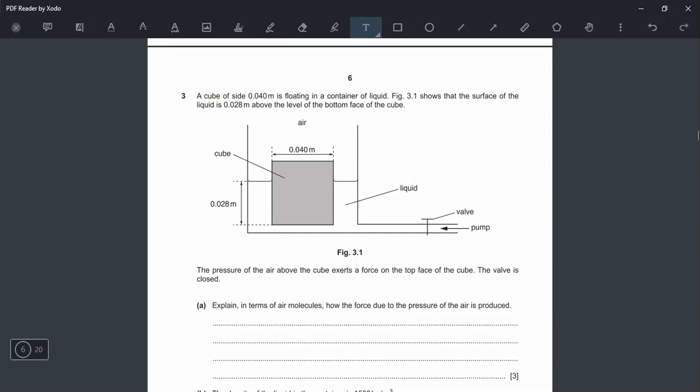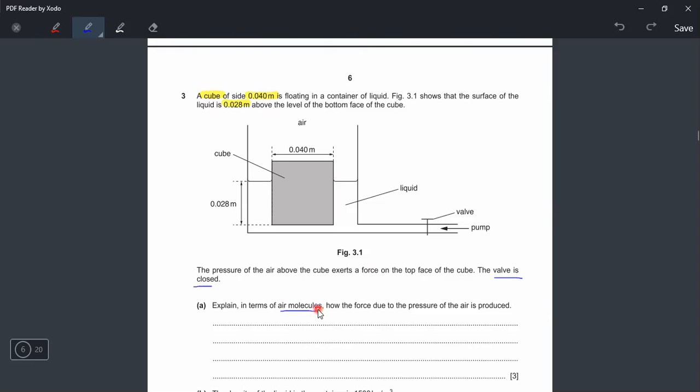And a cube of side 0.04 meter. A cube. Now this is a keyword that's going to be important later. You'll see why. A cube of side 0.04 meters is floating in a container of liquid. Figure 3.1 shows that the surface of this liquid is 0.028 meters above the level of the bottom face of the cube. Distance is right there. The pressure of the air above the cube exerts a force on the top face of the cube and the valve is closed.